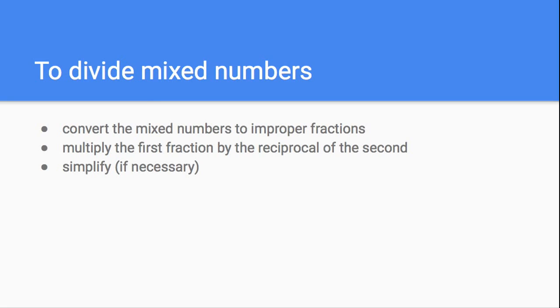So you're going to multiply the first fraction by the reciprocal of the second. So you're going to flip that second one upside down. And then, if you can, you're going to simplify.